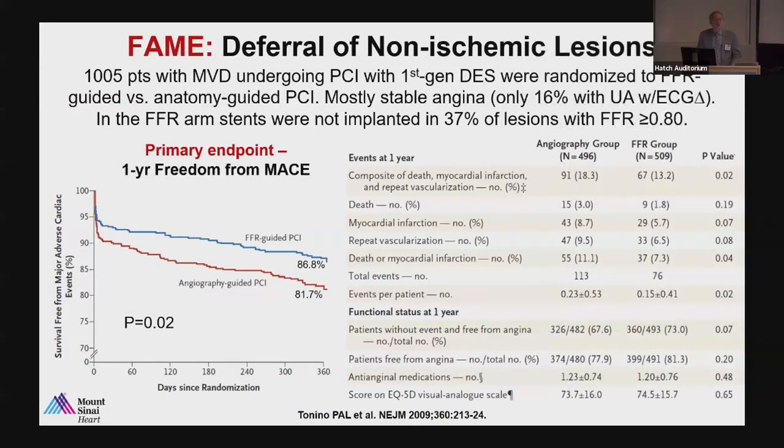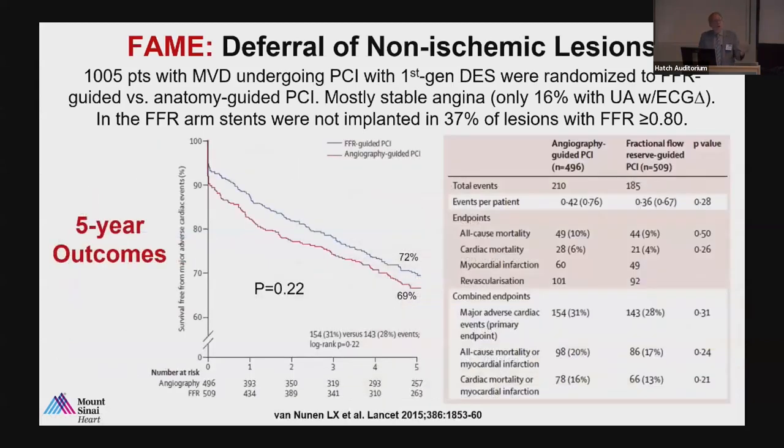So this was the FAME trial, the deferral randomized trial of non-ischemic lesions in stable coronary disease. And if you defer lesions, you can not stent about 1/3 of the lesions that you were going to stent, and that leads to actually lower adverse event outcomes, and you would put in fewer stents, you save costs. It was a big win-win.